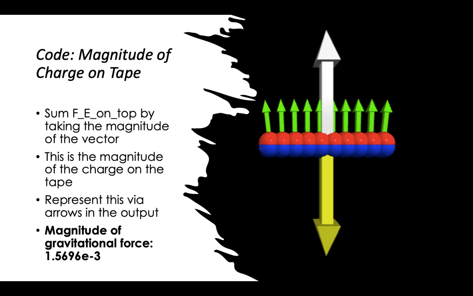Now that we have the electric force of the tape on top, we will sum that all together to find the magnitude of the vector. This magnitude is the magnitude of the charge on the tape when treating it like a line of charges. In the picture on the right, we see what the code outputs. The green arrows are the different charges throughout the line of the tape. We also have found that at the bottom, the magnitude of the gravitational force is 1.6 times 10 to the third. Also, with the big white arrow, which is the electric force overall, and the big yellow arrow, which is the gravitational force overall, those equal out, which puts our system in equilibrium.